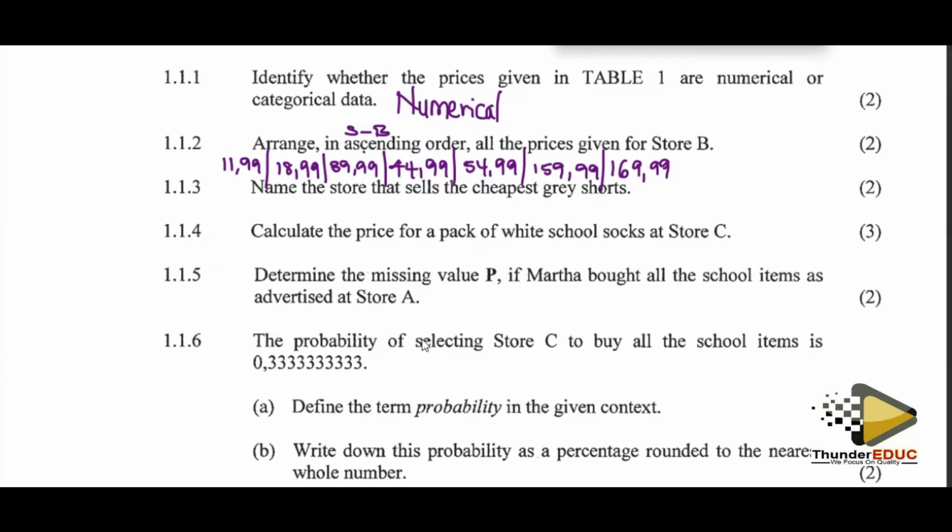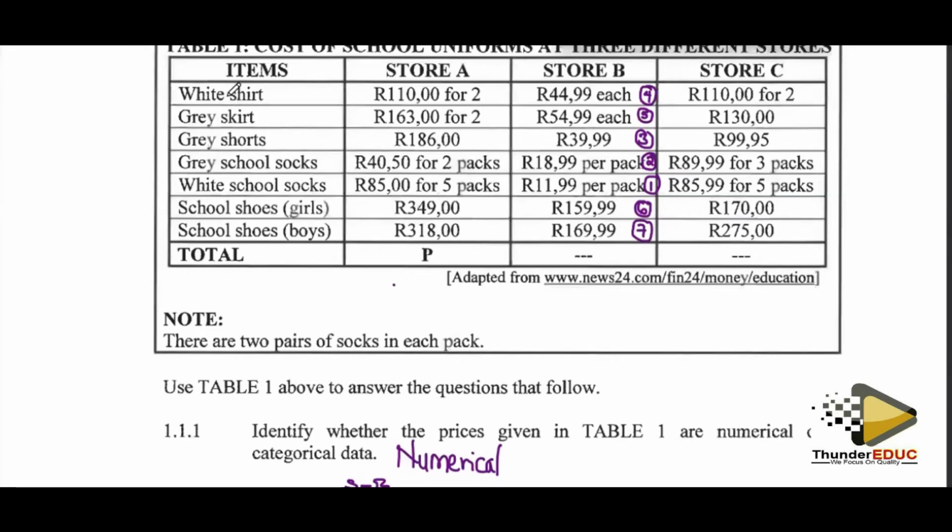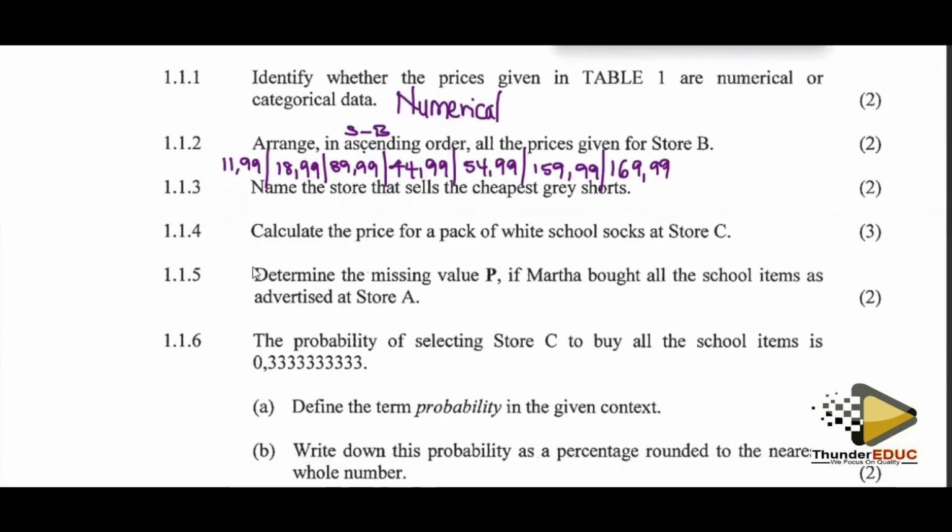Name the store that sells the cheapest gray shorts. We shall go to our table. First and foremost, we look for the gray shorts. These are the gray shorts. Here we are. The prices we have to look at are 189 rands, 39 rands 99 cents, and 99 rands 95 cents. Which one is the cheapest? They said name the store. They didn't say give the cheapest price. So we shall say it's store B.